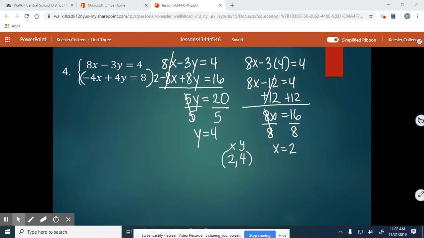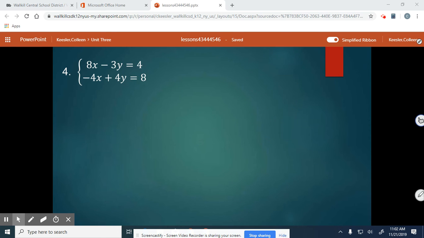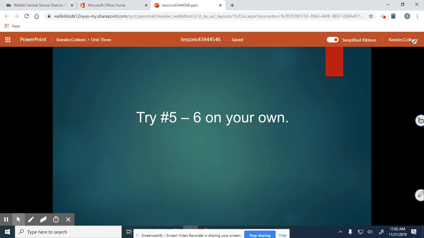Remember, it's always x, then y. Then again, I can plug that into the second equation to prove I've got it right. So negative 4 times 2 plus 4 times 4 should equal 8. So that's negative 8 plus 16 should equal 8. And it definitely does. You can think of it as doing 16 minus 8, and 16 minus 8 is 8. So we did it correctly. All right, so far these have been some pretty easy ones. You're going to try 5 and 6 on your own and then come back to the video.